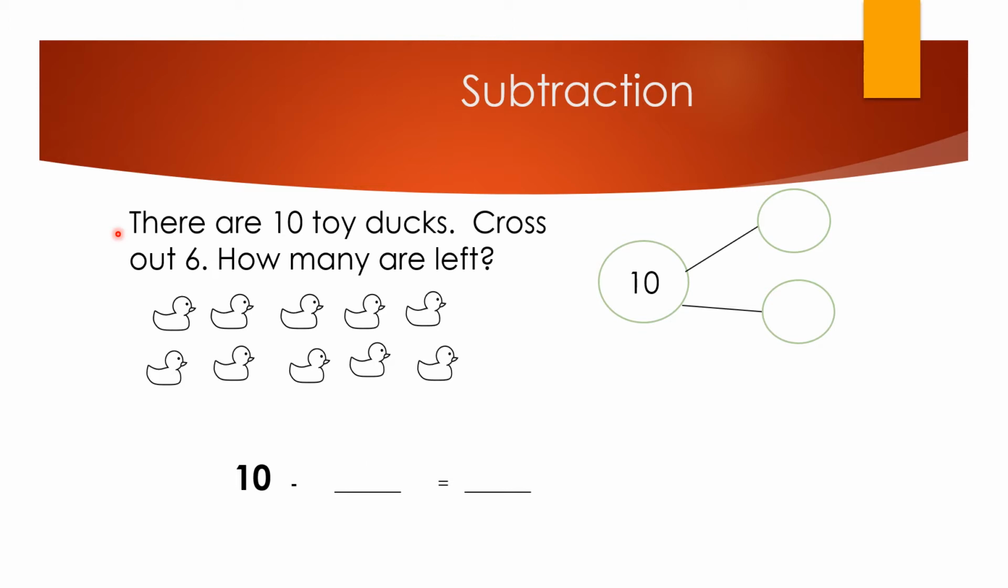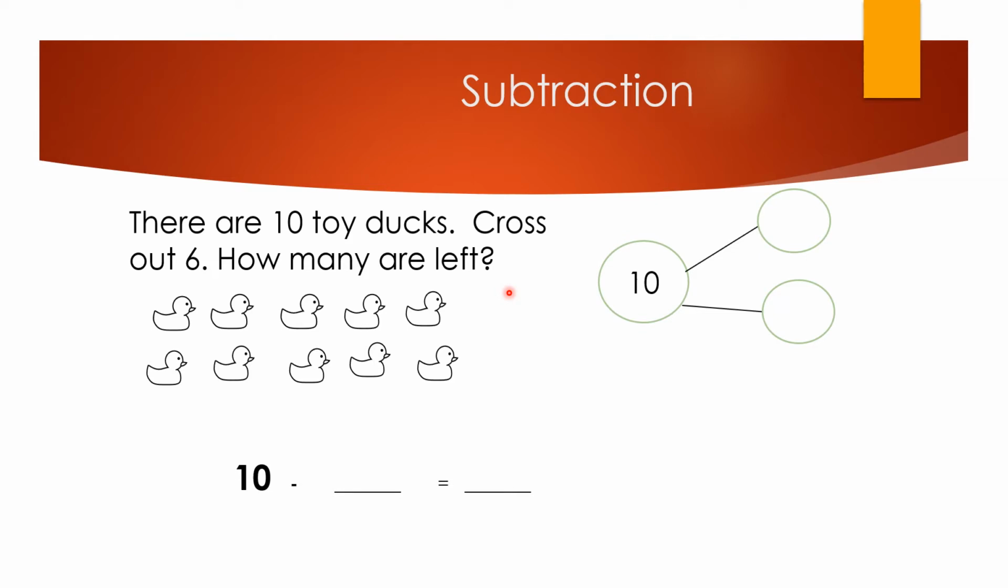Let's read our first number story. Ready? Read. There are 10 toy ducks. Cross out 6. How many are left? Remember, when we cross out, we're showing the number part that we are taking away from the whole. We use X's to show the part we're taking away.